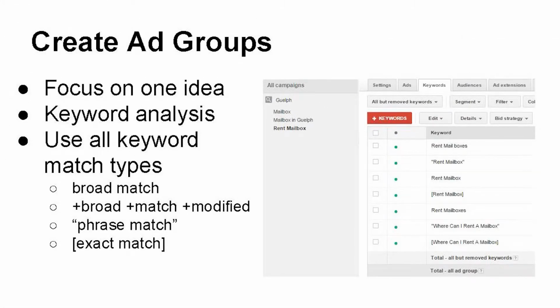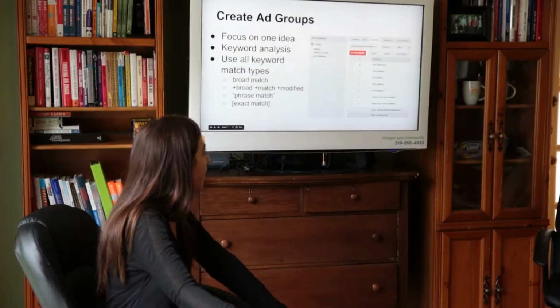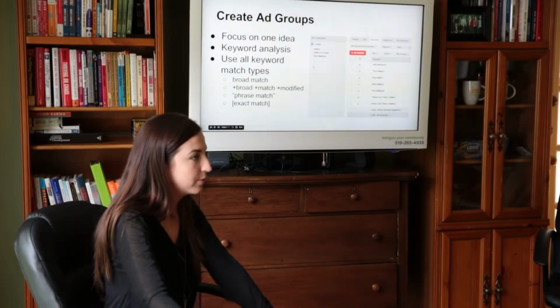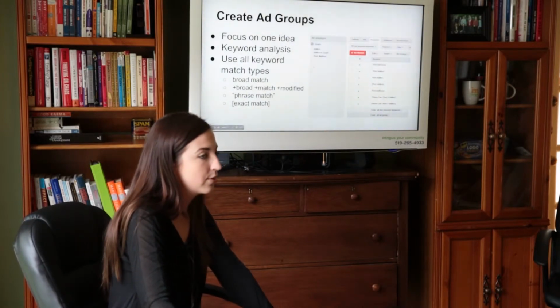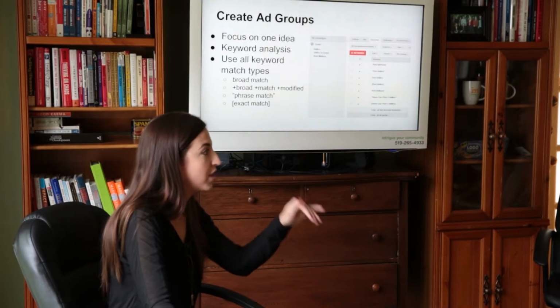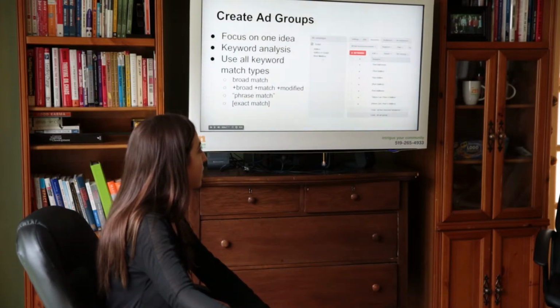From there, you're going to create ad groups. This is what it looks like in the MCC. This is the campaign, and then these are the 3 different ad groups underneath it. This is where I really focus on the keyword analysis, and I'll choose keywords or keyword themes for each ad group. You really want to keep it very specific.